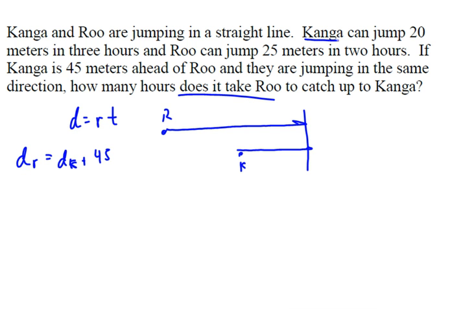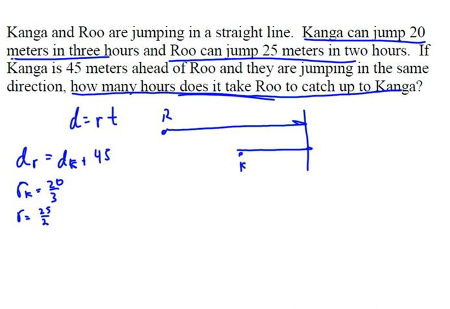You're actually given the rates, even though you don't quite see it. You can think about it in terms of meters per hour, so we can call the rate of Kanga 20 meters per hour, and the rate of Rue is 25 meters in 2 hours, so 25 halves meters per hour. And in terms of time, their times are the same, we just don't know what they are. So since their times are the same, we're just going to let the time of Rue equal the time of Kanga, and it doesn't matter which one we decide to use, the time of Rue or the time of Kanga.